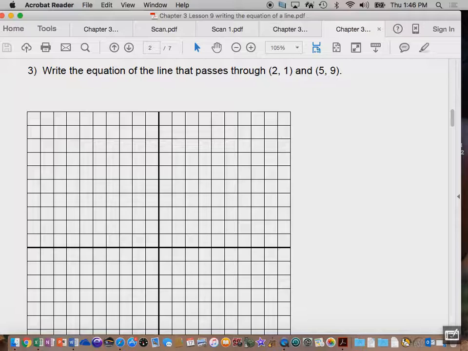Dan's got a great idea. He's using the edge of his book as a straight edge. Folding a piece of paper is another way to get a straight edge that works pretty well. Another way you can do it is just keep counting the slope. You know, extend the line, so to speak.